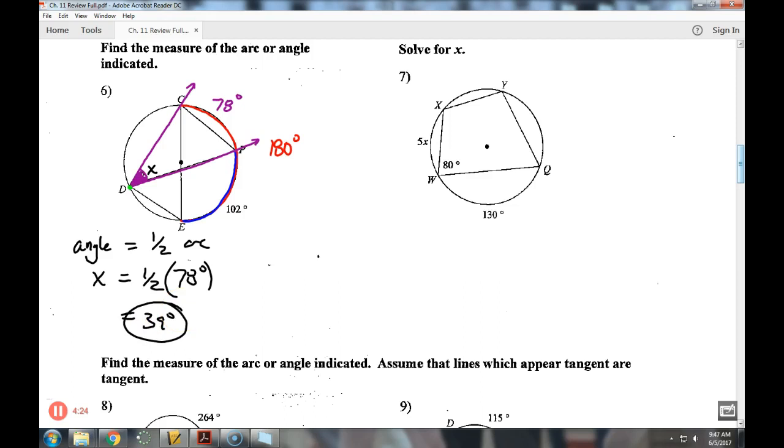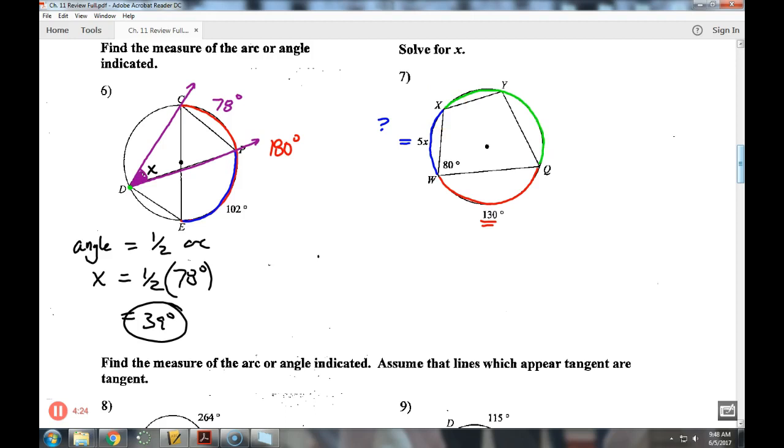Similar idea moving over here to number 7. The ultimate goal is to figure out what x is. Well, before I can figure out what x is, I need to figure out how many degrees that blue arc is right there. So I'm going to use a couple of facts. It looks like I have 130 degrees accounted for right here. It would be nice if I could get this green arc, because then I would know that the red plus the green plus the blue is 360.